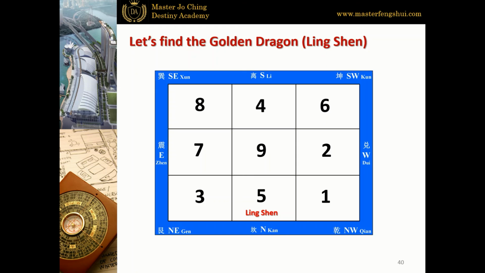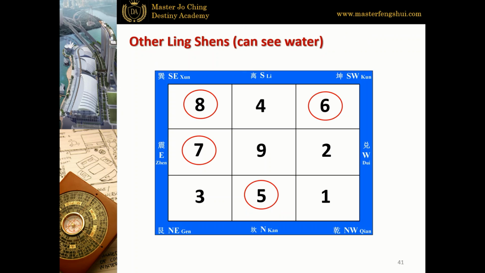But there is more than one Ling Shen, or more than one location that you can make prosperous. It's not just limited to the north. I'll share with you shortly, but let's try to understand this concept first. Now, there are other Ling Shen where you can see water. So besides the north, east is also good, southeast is also good, southwest is also good to see water.